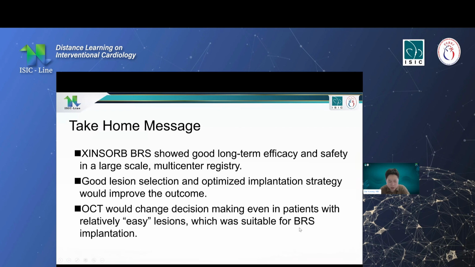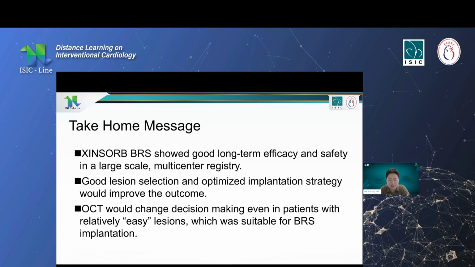And the take-home message, just as the previous professor mentioned, is that BIS is a novel device. It is suitable, or may be used, in selected patients or lesions. However, it cannot replace DES in all-comers, all types of patients and lesions. Since BIS showed good long-term efficacy and safety in a large-scale multicenter registry study, good lesion selection, an optimized implantation strategy, and also a more appropriate DAPT duration would improve the outcome.